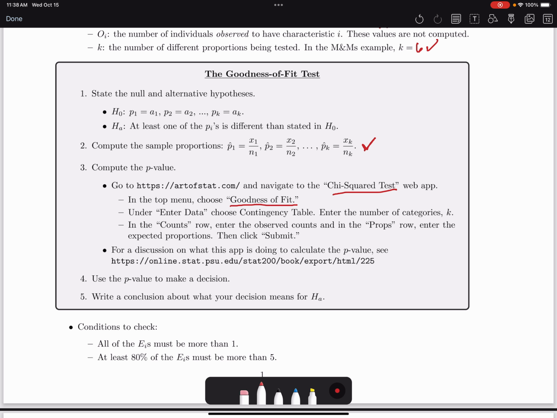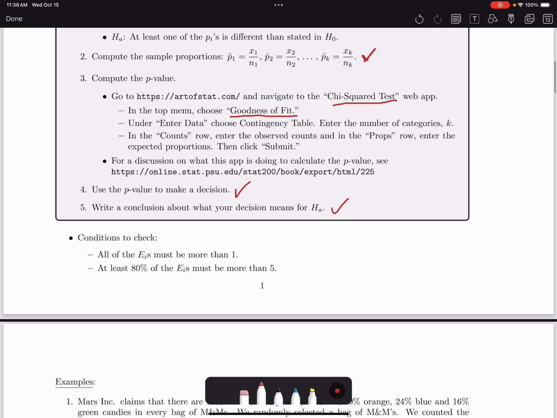As always, if our p-value is less than alpha, we reject the null. And if we're rejecting the null, that means there's evidence to support the alternative. There are conditions to check to run this test, as there are for any test that we would run, and these are the conditions. All of our expected values need to be more than 1, and at least 80% of the expected values need to be more than 5.